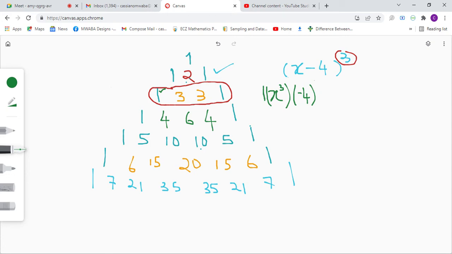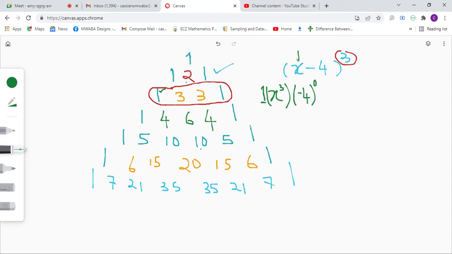What is going to be happening here is, as we go from this 1 to 3 to 3 to the other 3, this exponent of x is going to start reducing until it reaches 0, and this exponent of y is going to start increasing until we reach 3. So I'll repeat that again. As we move from this 1 to 3, then to the other 3, then to the 1, the exponent of x, which is 3, will start reducing, and the exponent of negative 4, which is 0, will start increasing.